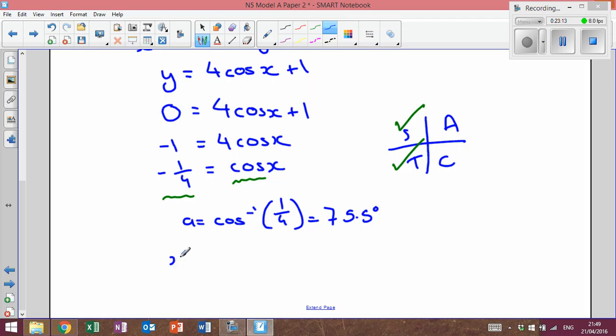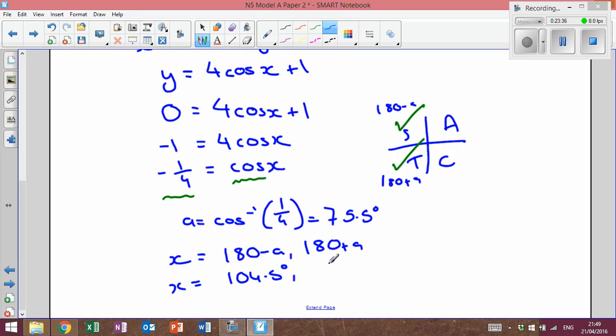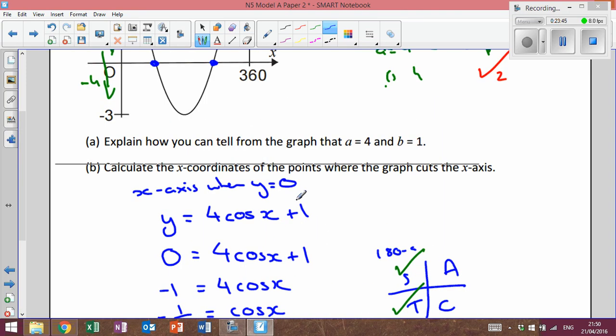And I know my answers in the second quadrant is going to be 180 take away a. So my first answer is going to be 180 take away that a, and then my third quadrant is 180 plus a. So my 2 x's are 104.5 degrees and 255.5 degrees. Now I've finished my work, but let's go back and think.